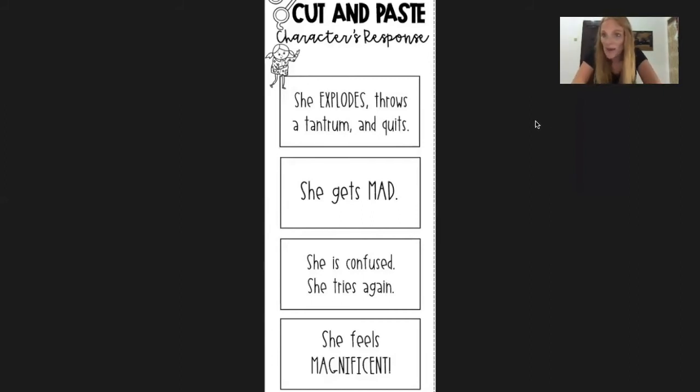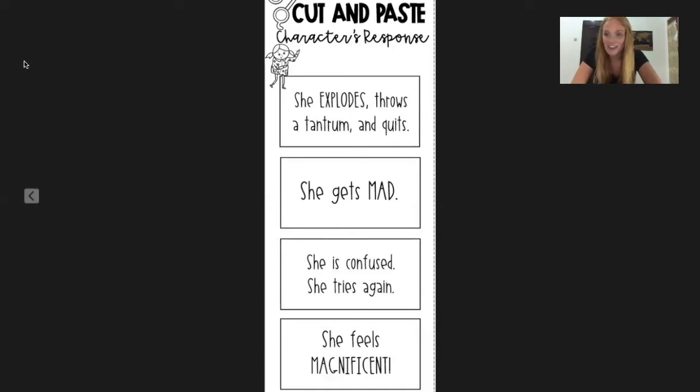Okay, so think about that picture that we just looked at. How was she feeling? Was she exploding? No. Was she mad? I don't think so. I don't think she's angry yet because she just tried one time. If we try one time and fail, we don't usually get angry that quickly, or at least we shouldn't. She is confused. Why has this happened? She tries again. Maybe. Last one. She feels magnificent.